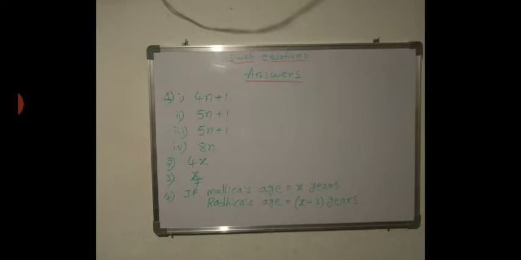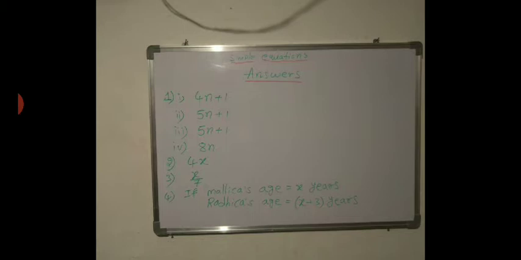So here I will take n. Second one: in the first picture we have 6 matchsticks, in the second picture 11 matchsticks, and in the third picture 16 matchsticks. So the rule is 5n plus 1. If n equals 1, 5 ones are 5 plus 1, 6. If n equals 2, 5 twos are 10 plus 1, 11. If n equals 3, 5 threes are 15 plus 1, 16.